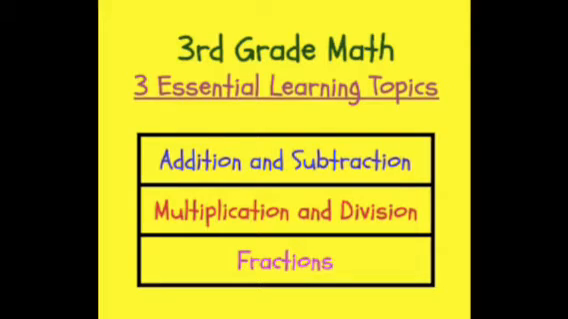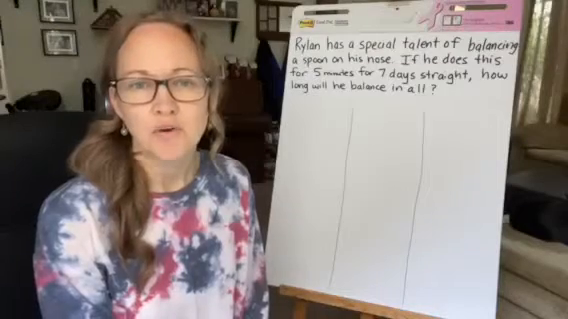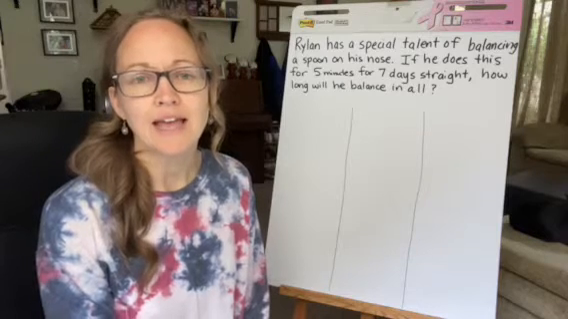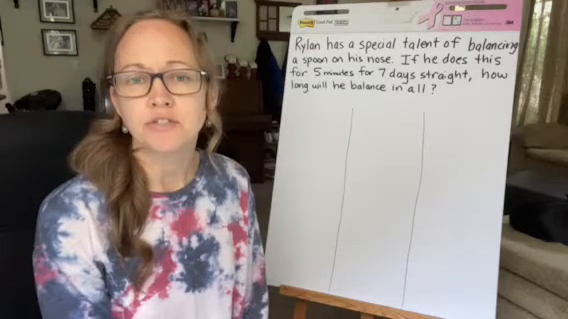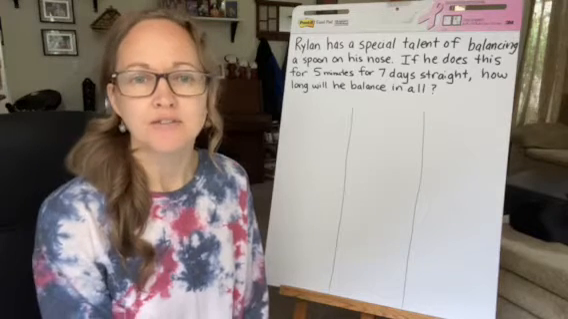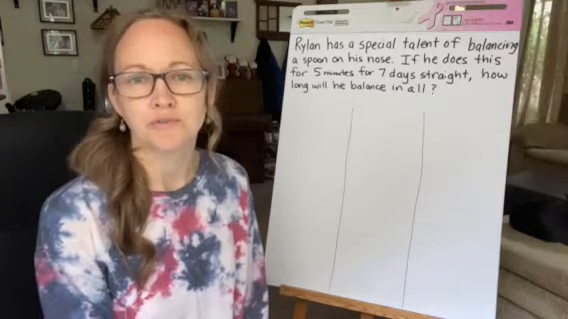And next week, we will review the third of the 3 essential learning topics for our final week of our Thinking About Math Thursdays. So by the end of 3rd grade, you are expected to be able to multiply and divide using different strategies and also using different multiplication properties. So let's start with a multiplication review problem.